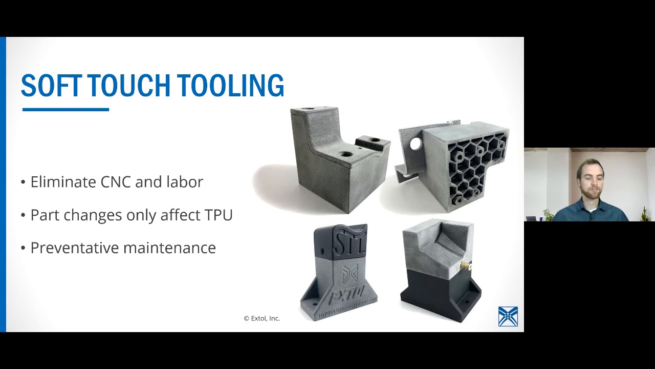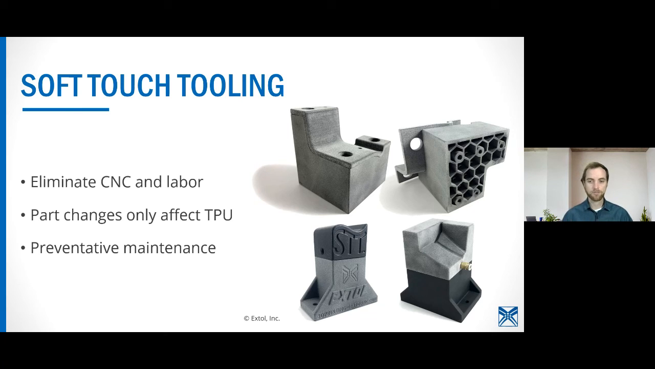A printed soft touch tooling fixture gives the benefit of eliminating CNC and labor associated with poured urethane fixture. It allows you to change the fixture with just changing the TPU upper portion, reprinting that, and giving you better flexibility as your customer part surfaces may change. And it allows for preventative maintenance. If you wanted to put your non-marring portion on a preventative maintenance schedule, that would allow you to do that.